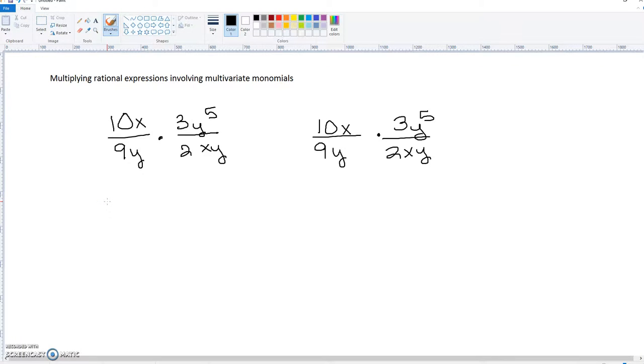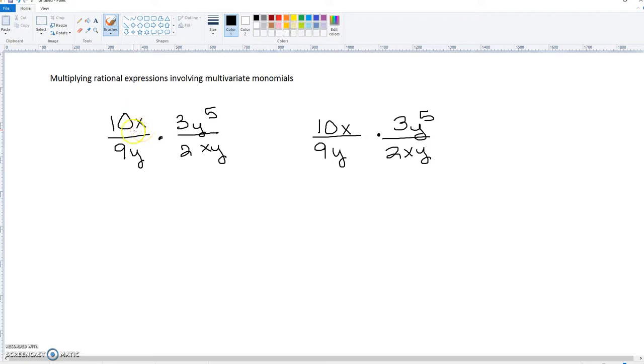Multiplying rational expressions involving multivariate monomials. This topic I think is very fun. What they have here is basically two fractions being multiplied together. The difference is they've got some variables in it. So I'm going to show you two different ways to approach this problem, which is why I have the problem written twice, so you are not seeing double.